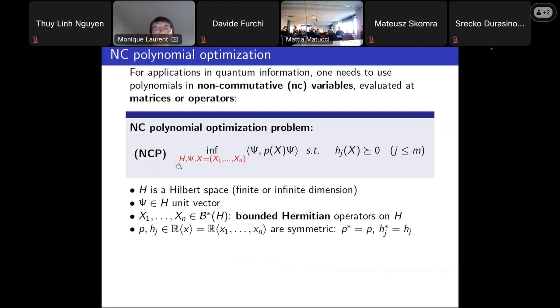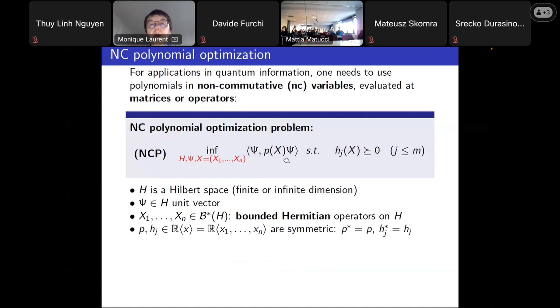So let's summarize again. What are the variables? First, we have a Hilbert space H, which can be finite or infinite dimensional. Then we have this vector psi, which is a unit vector in the Hilbert space. And then we have x1 up to xn, which are bounded Hermitian operators on H. This symbol B star of H denotes the set of bounded Hermitian operators acting on H. So linear Hermitian operators which are bounded. If H is finite dimensional, then these are just Hermitian matrices.